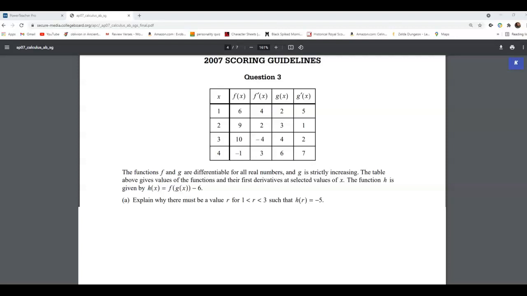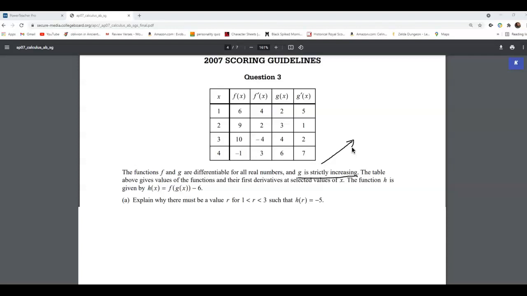It tells us functions f and g are differentiable. That means you can find their derivatives. It tells us that g is strictly increasing. I guess it'll be kind of helpful, but that just means the graph goes up and it never stops going up. It never has a time when it starts going down. But that probably won't be horribly important to us for what we're working on today, but we'll see.